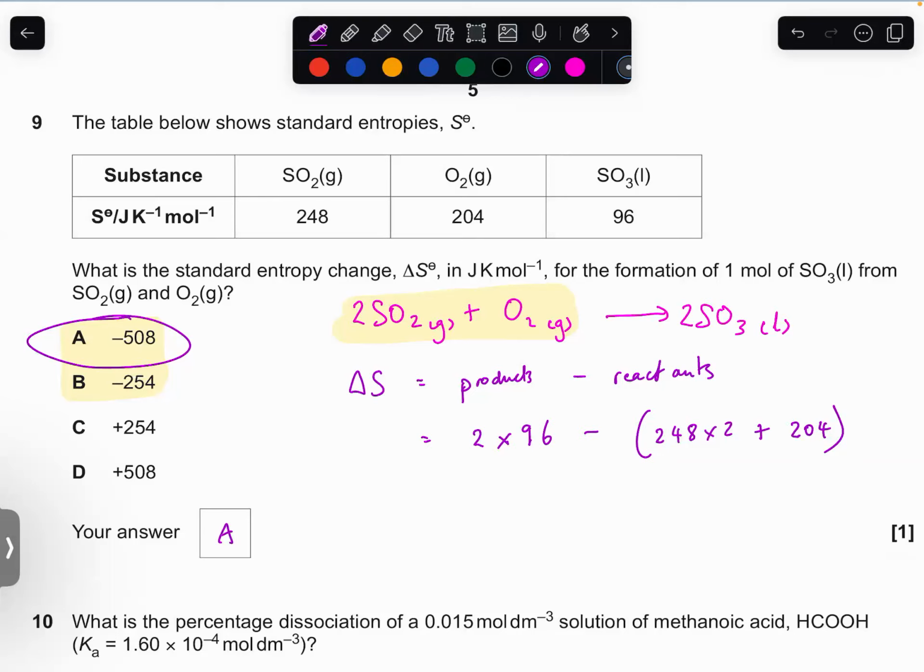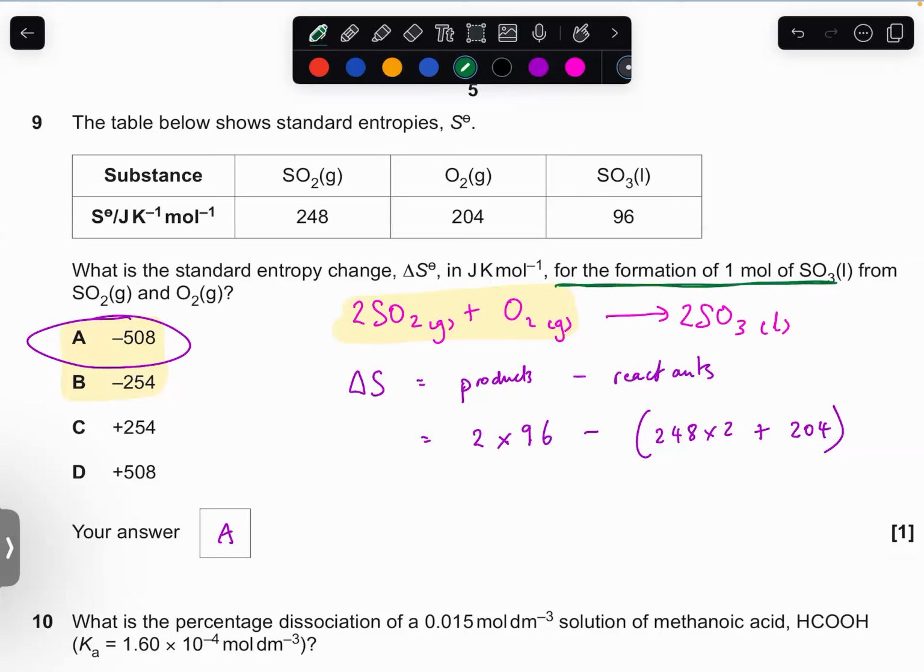Products minus reactants. What have we done wrong here? Minus 508. The answer is saying B. I didn't read it properly. For the formation of 1 mole of SO3.